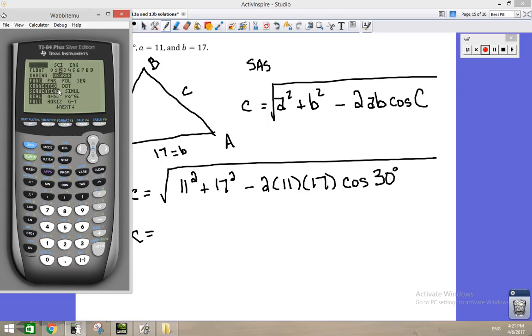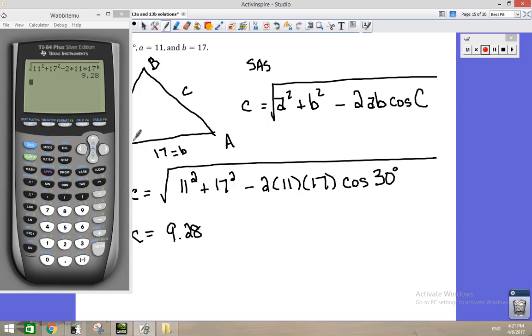We're in degrees, we're set to round to 2 decimals, so that looks pretty good. 11 squared, although I know it's 121, I'm going to key it in like that. 17 squared is probably 289, plus that, minus 2 times 11 times 17 times the cosine of this angle C, which was 30. This gives us an approximation to 2 decimals. The length of side C is 9.28.